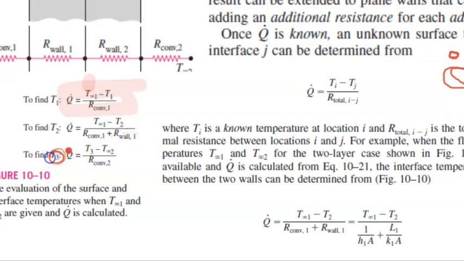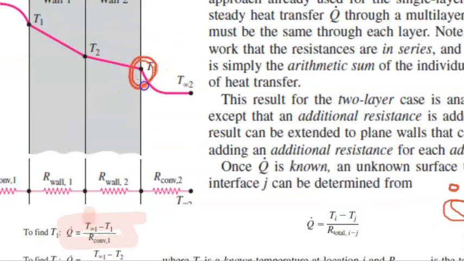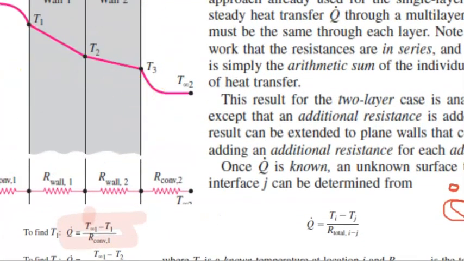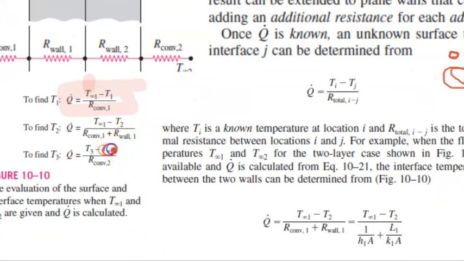To find the T3, which is this value, I need the T3 minus T infinity 2. So rather than going from this side, I will go from this side. I know the value of the outside temperature of the wall, I can measure it. T3 is the missing one. For the convection, I have the h value, and I also have the A value. So I can just put that in and I can find the missing bits.